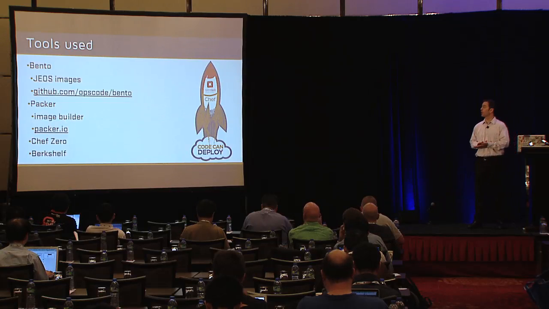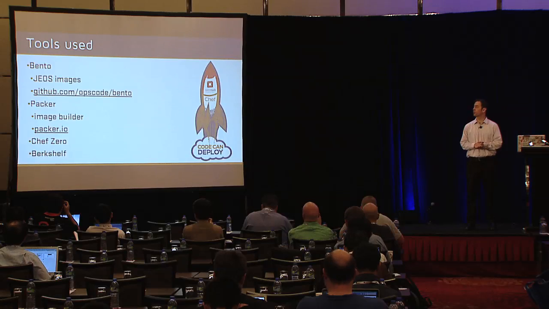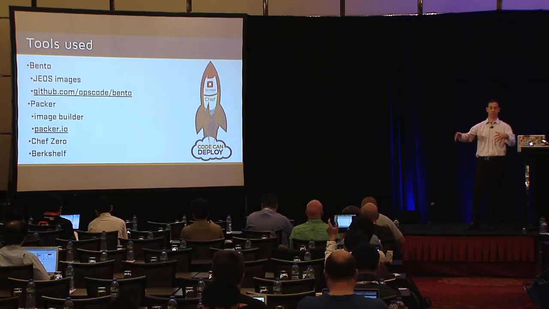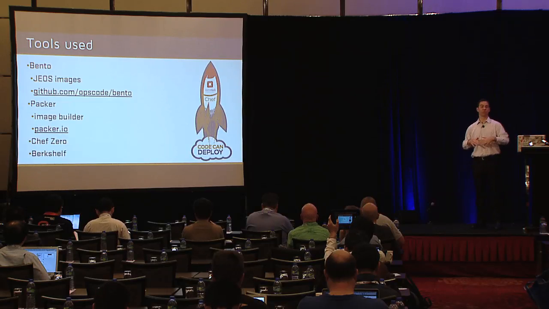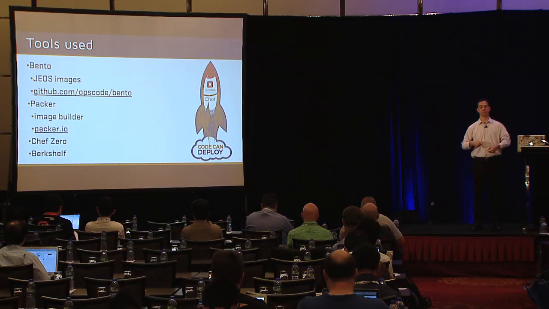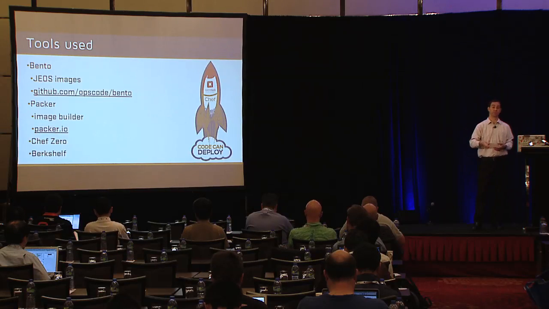The tools that we're using: Bento is a tool that OpsCode uses to make just enough operating system images. Just very, very vanilla OSs. We don't put Chef on them, so a lot of people use them with other tools. Bento wraps Packer, which is a tool for building VMs, building base boxes that you use with other tools. Packer IO is the URL. Bento just wraps that.